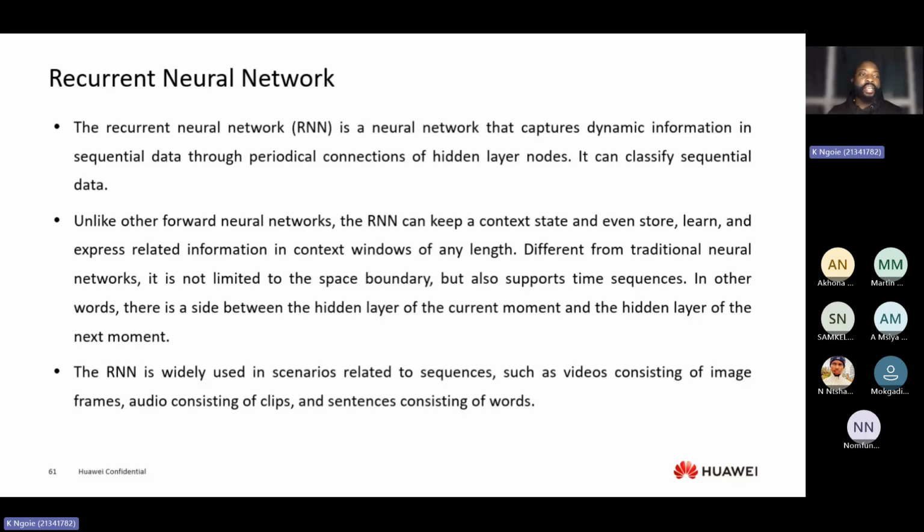And then we have the RNN, recurrent neural network. This neural network is used mostly when we have a scenario where the events are recurring, where you have events that require a certain memory from what has happened before. So that's how the RNN works. So if you're dealing with audio consisting of clips, you're dealing with videos consisting of images, sentences consisting of words.